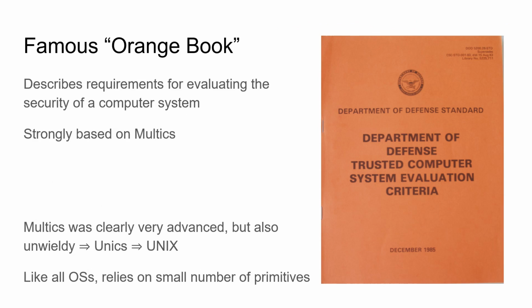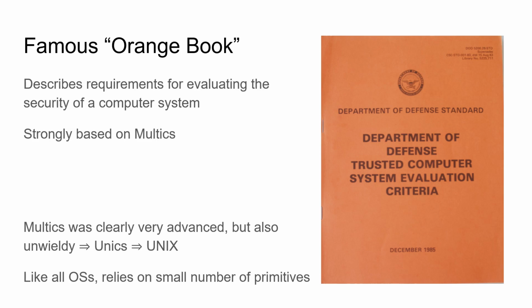The Multics operating system became very influential in another way also. It was a main ingredient for what is now known as the famous Orange Book, the Department of Defense's trusted computer system evaluation criteria, which describes all the requirements for evaluating the security of a computer system. This is strongly based on Multics. As mentioned, Multics was extremely advanced, and you could argue that perhaps it was too advanced. It has a lot of security mechanism primitives and principles that it adheres to, but because of all of this, it also became incredibly unwieldy.